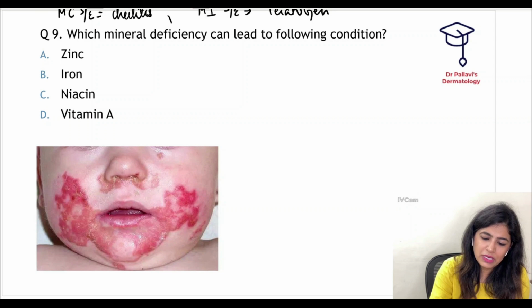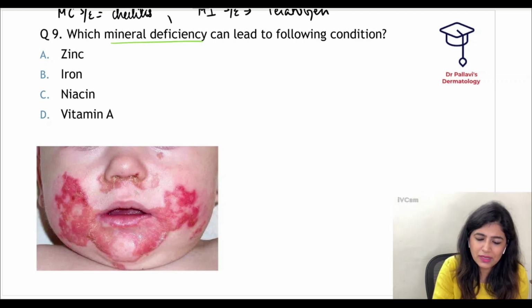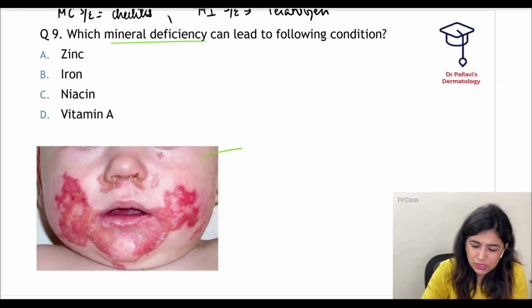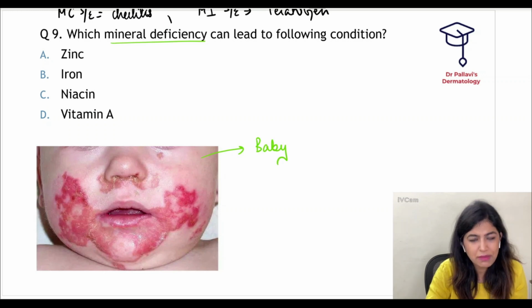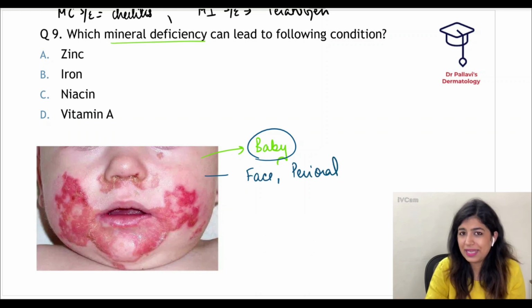Coming to question number 9. Which mineral deficiency can lead to the following condition? Again, here the text is not giving us any hint. It is only telling us that there is a mineral deficiency. Now, what is the image saying? Image is saying that the patient is a baby. So that is the first thing that I make out in the image. It's an image of a baby. The lesions are on the face in the perioral area.